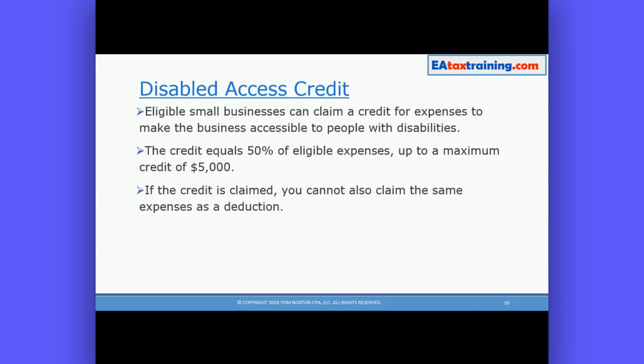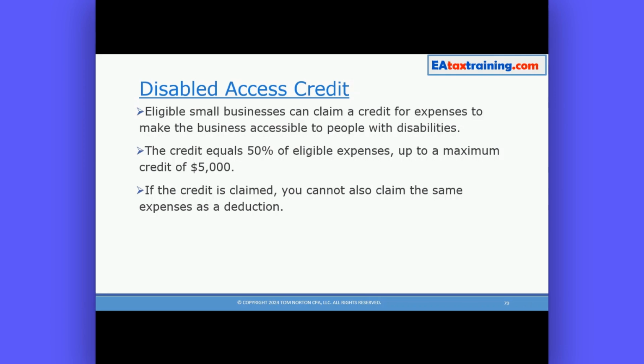So you have to do one or the other. You either deduct the expenses or you claim the credit. But claiming the credit is going to be a better deal because remember, a credit is a dollar for dollar reduction in your tax, whereas the deduction gives you only an indirect tax benefit.